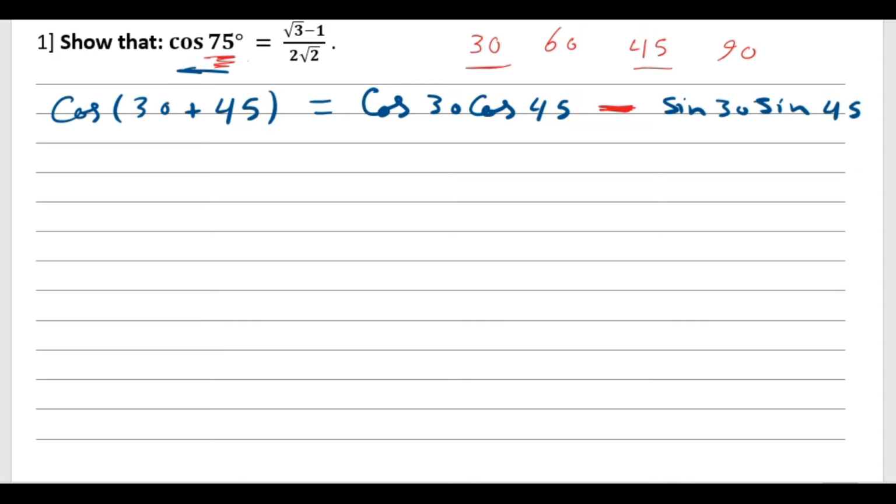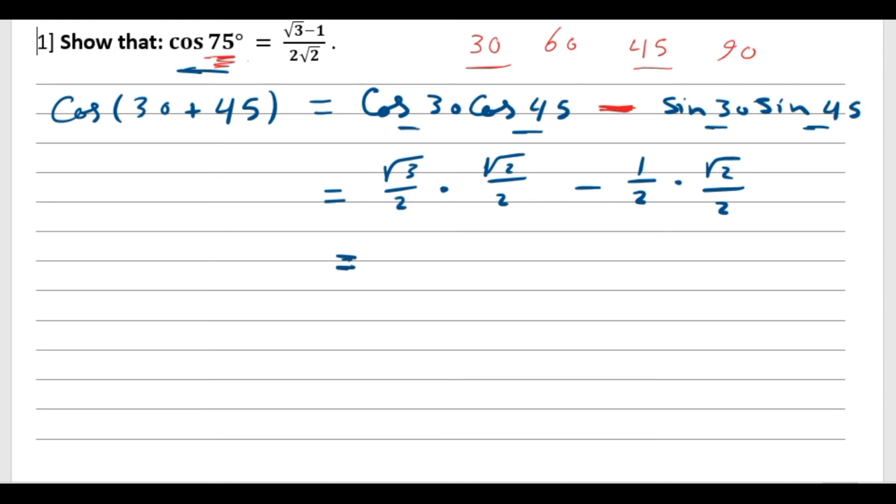What we have to do now is find the value of each part in this form using a calculator, or find the value of the parts with numbers. If the angle is represented by a number, find its value with a calculator. If it is represented by a letter, leave it the same. Using the table we studied last year, cosine 30 equals root 3 over 2, cosine 45 equals root 2 over 2, sine 30 equals 1 over 2, and sine 45 equals root 2 over 2.